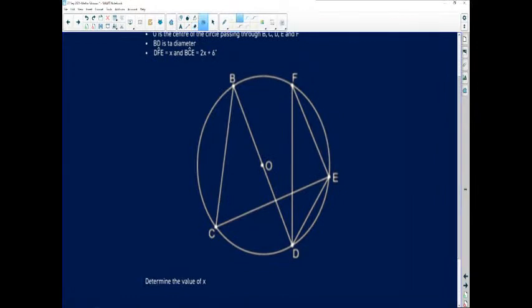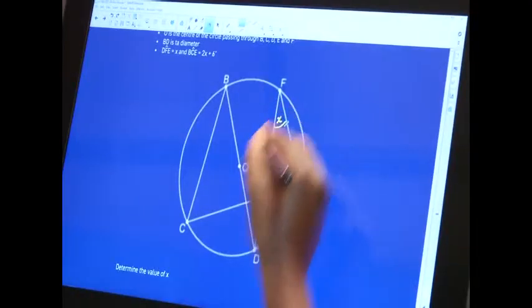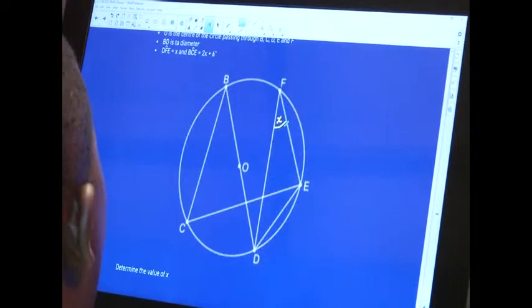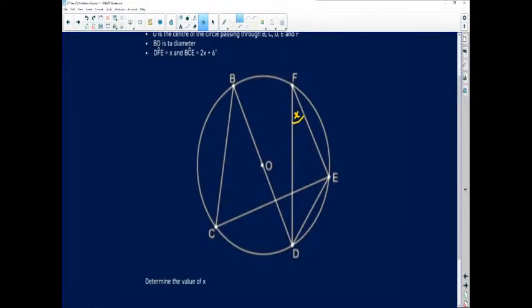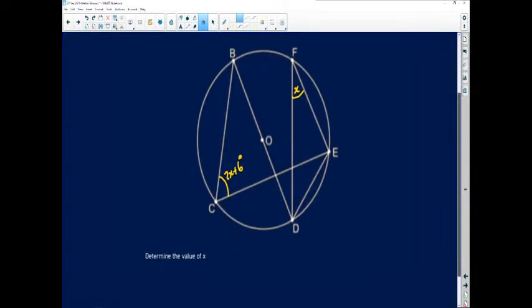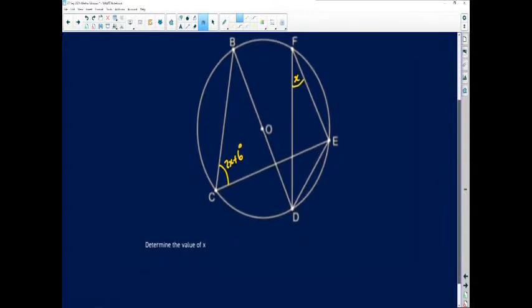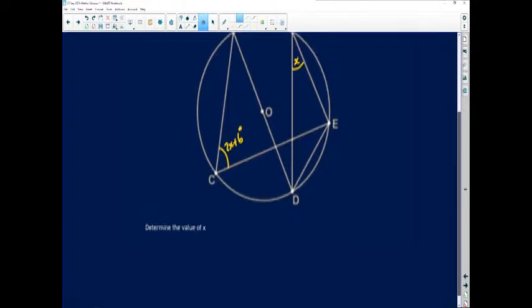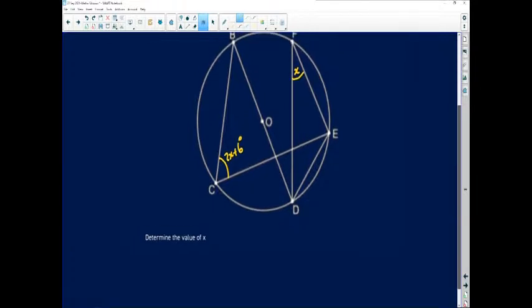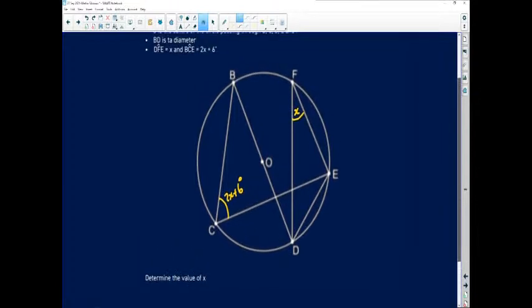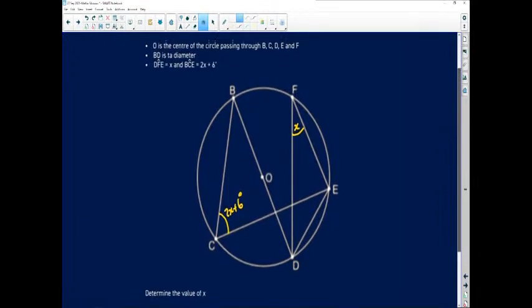We're told that DFE is going to be x, and BCE will be 2x plus 6 degrees. Those are the two things that I have here, and I'm asked to find the value of x. Now I need to find a way of connecting this stuff. I've got stuff on x and stuff on 2x plus 6, and I've got a diameter as well. And I think you'll agree with me that that diameter is useless at the moment.